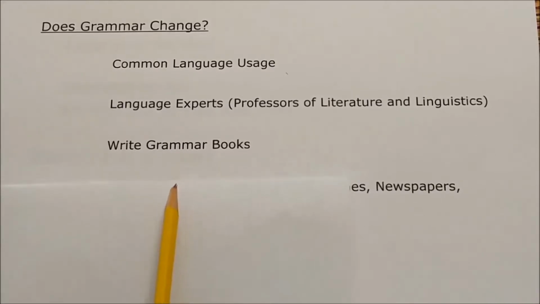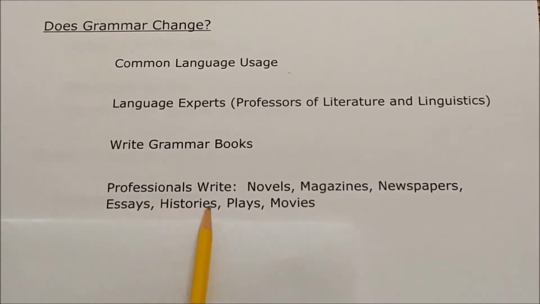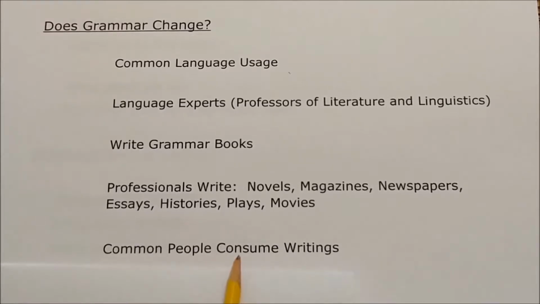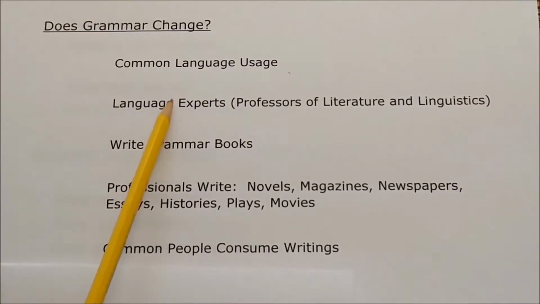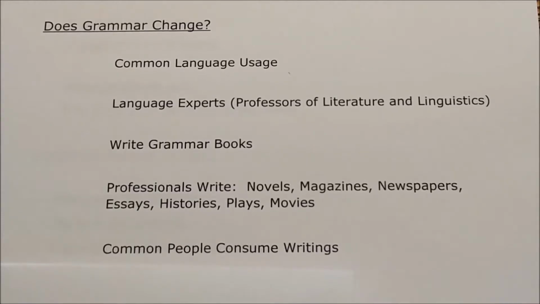The grammar books are read by professional writers who then write novels, plays, magazines, newspapers, essays, and so on, which of course the public then consumes or reads. And the public may accept this grammar as it is, or accept some of its changes, and then it goes back to common usage, and again back to the language experts. So this is a cycle that goes on very slowly, but it does go on, and this is how the language not only stays the same, but also changes in small ways.